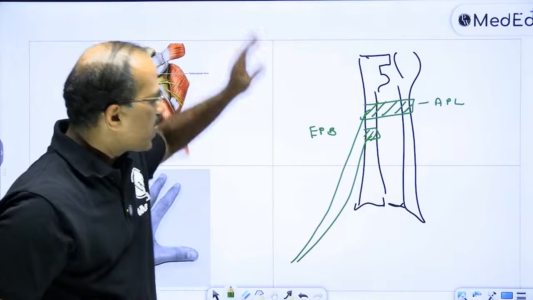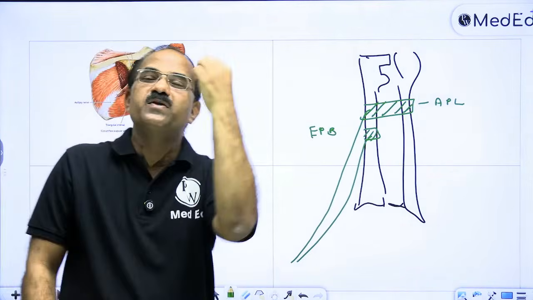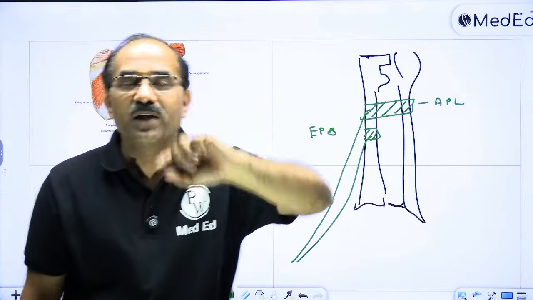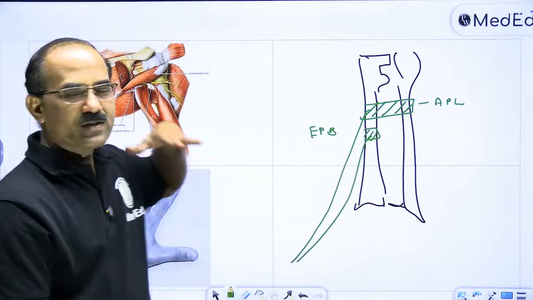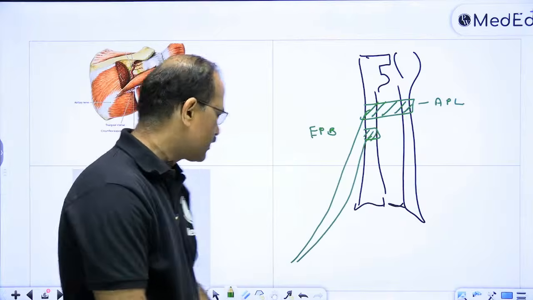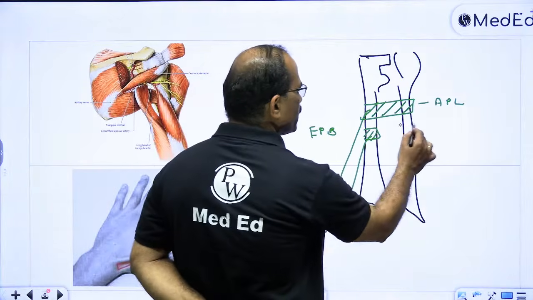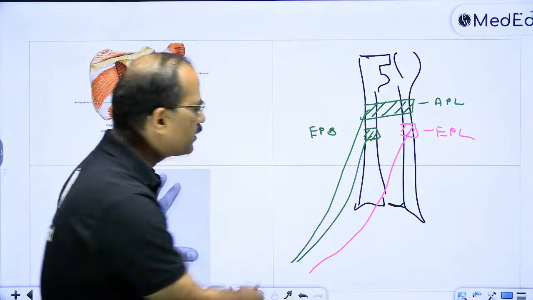Right? So abductor pollicis longus and extensor pollicis brevis, they go together, दोनों साथ में जाते हैं, they form the lateral boundary of the anatomical snuff box. So lateral boundary of the snuff box is formed by the abductor pollicis longus and extensor pollicis brevis. Fine. The medial boundary is formed by extensor pollicis longus. ये आ गया, that's a medial boundary of the snuff box.